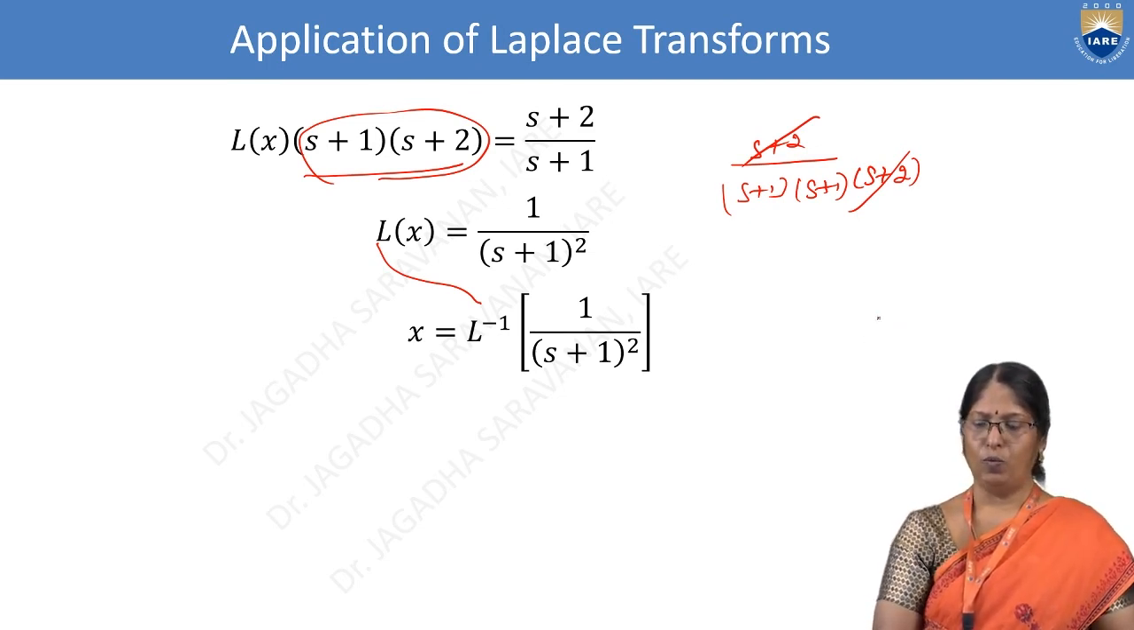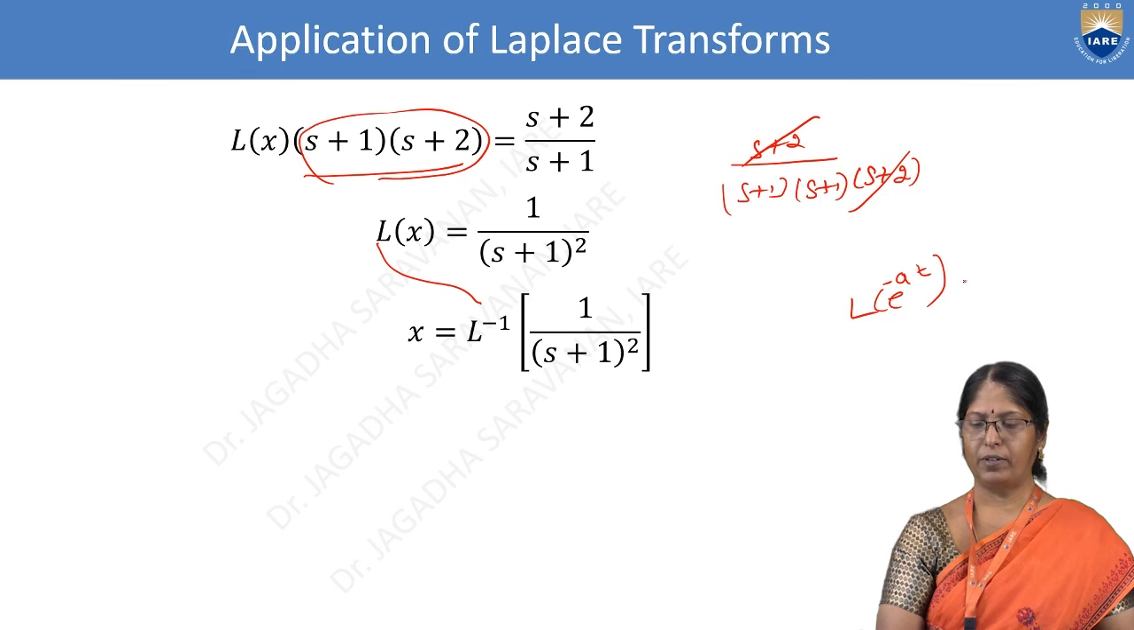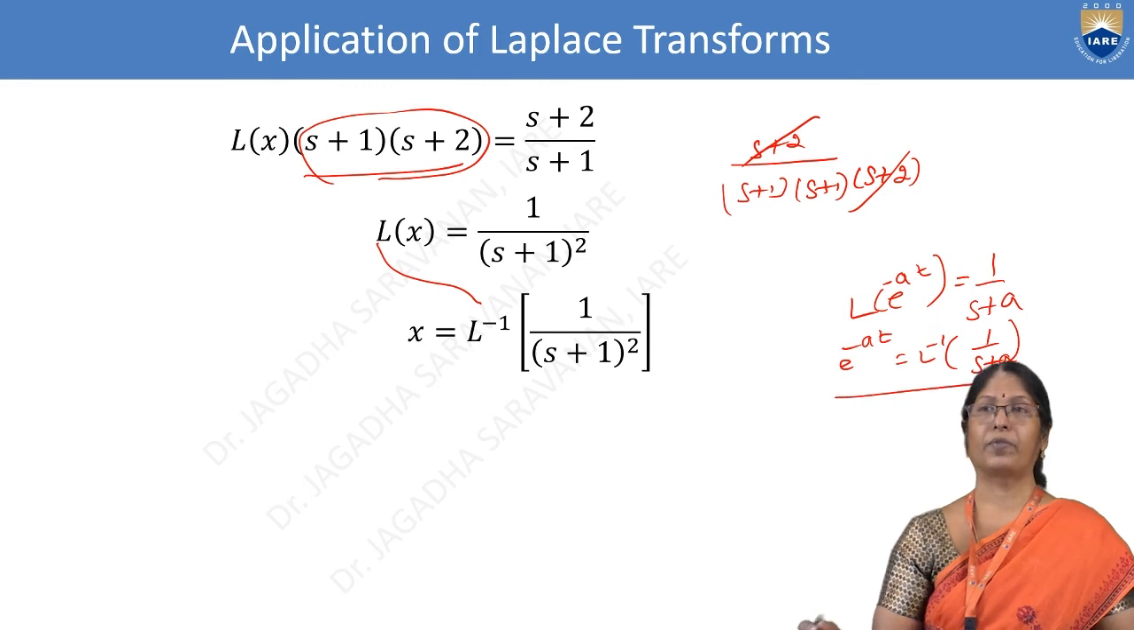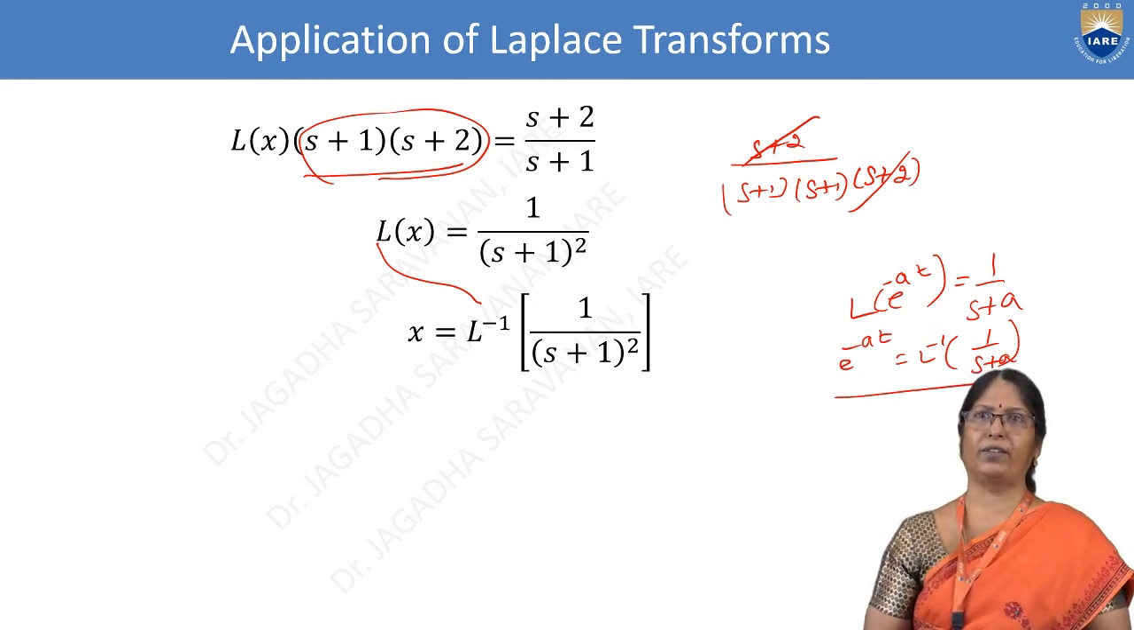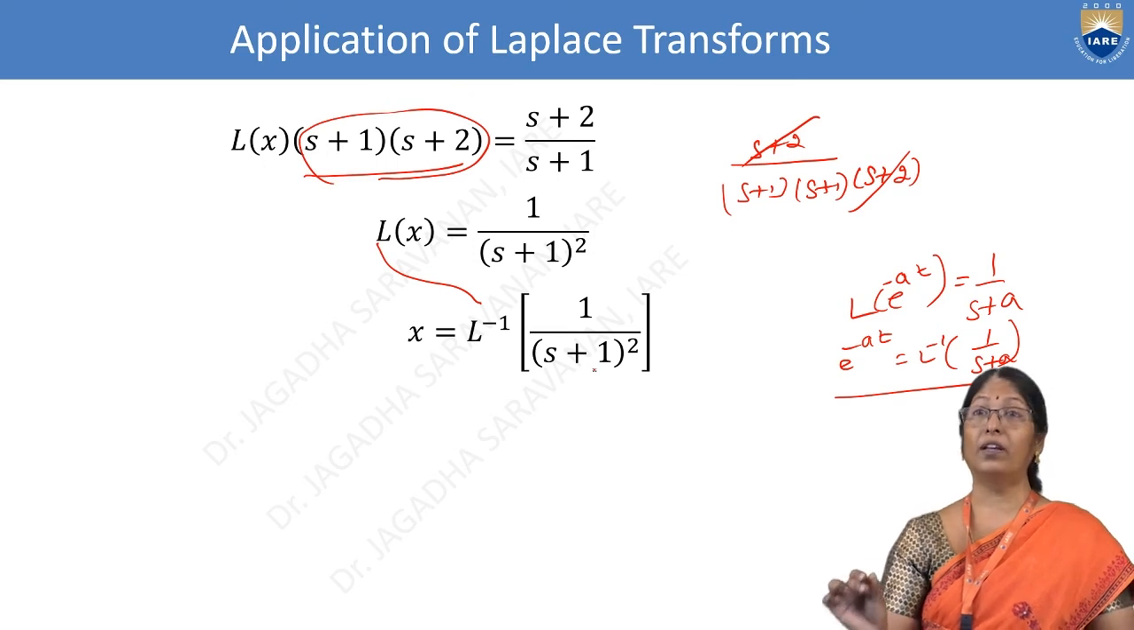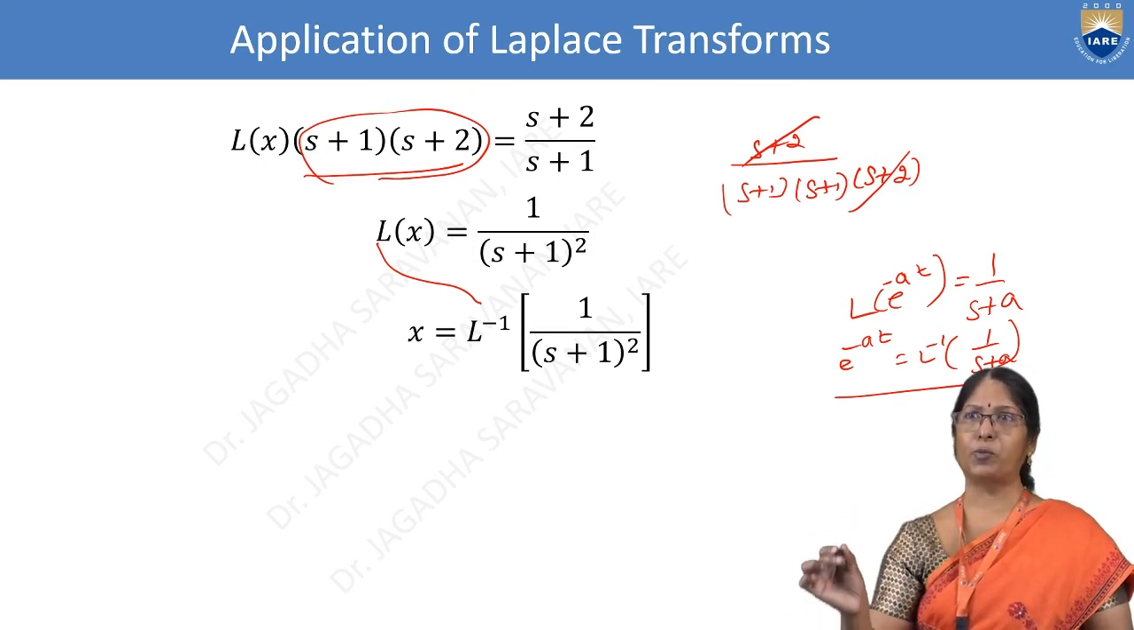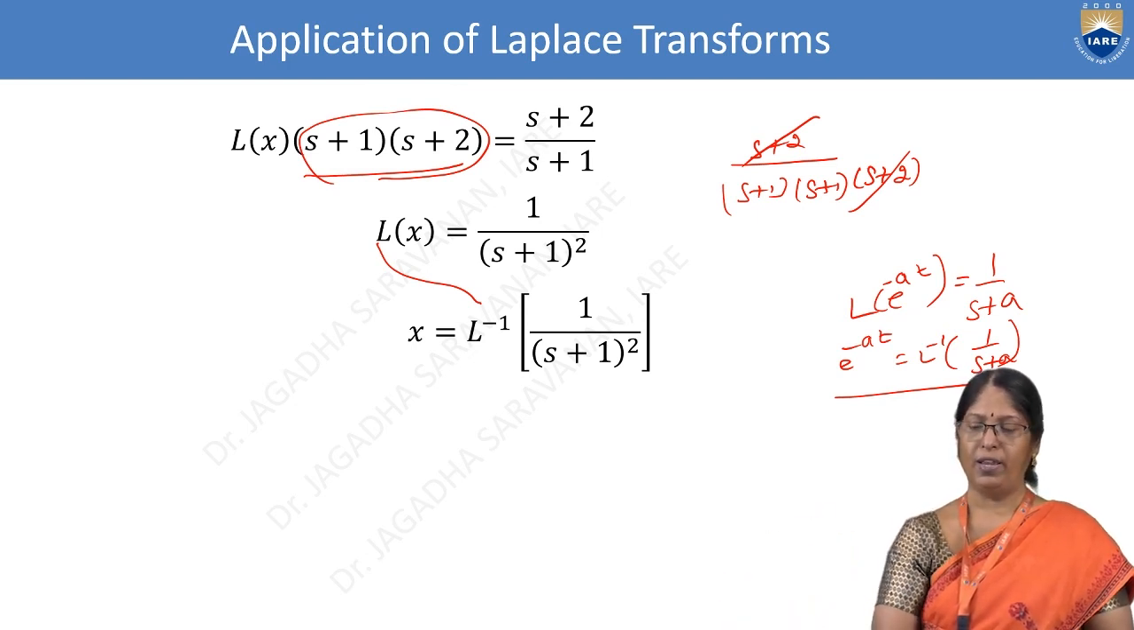Easy way, L of e power minus at. Why I selected minus? Opposite, we know it. Minus a means plus a will be 1 by s plus a. So e power minus at is nothing but L inverse of 1 by s plus a. Correct formulas we should select. Here only s plus 1 is there, it indicates s plus a is there. So s plus a related, which formula? L of e power minus at equal to 1 by s plus a.